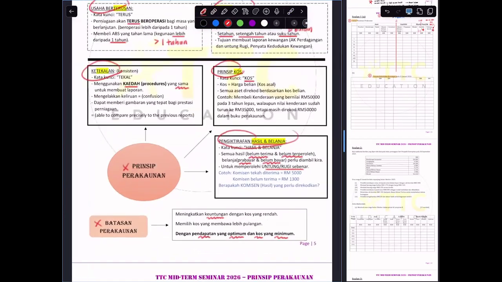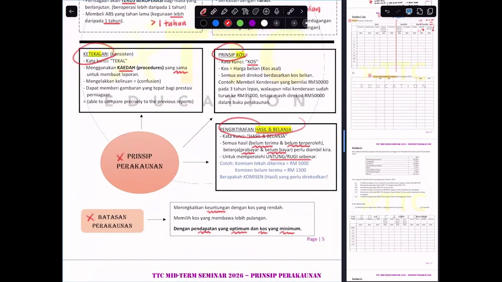And for the batasan per account, I think they forgot to mention the term. It is cost manfaat. So remember your answer should be out of the 8 items here, not the 3 terms there. Not andaian, prinsip, batasan. No. Out of the 8 items here.